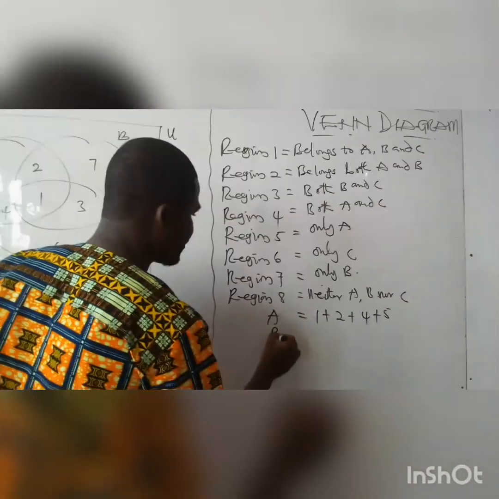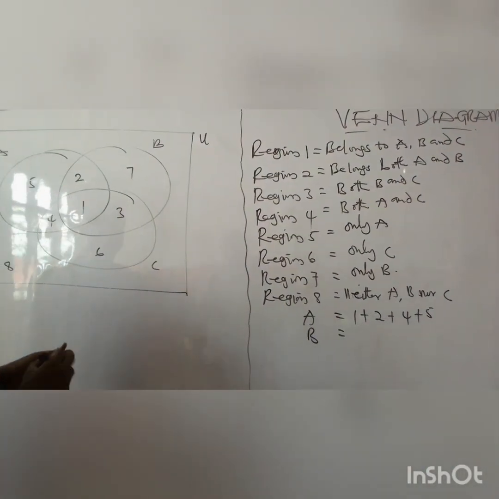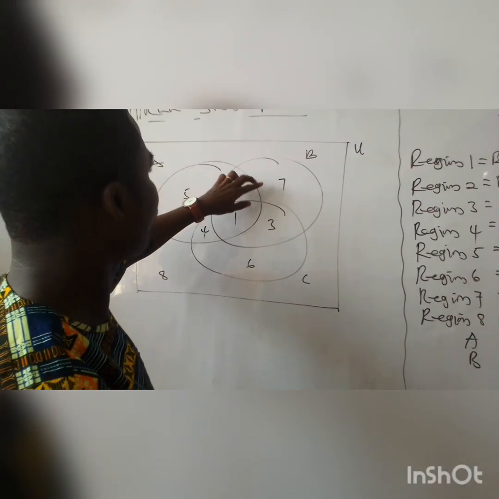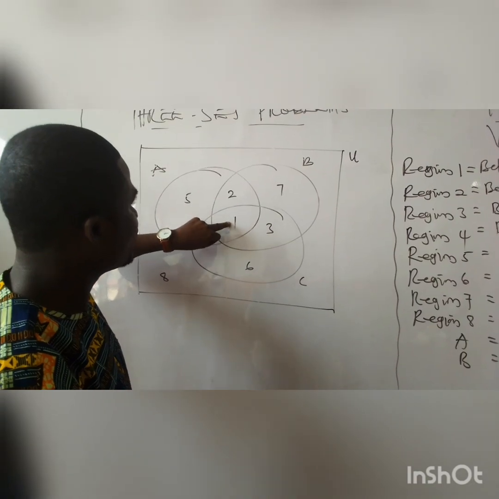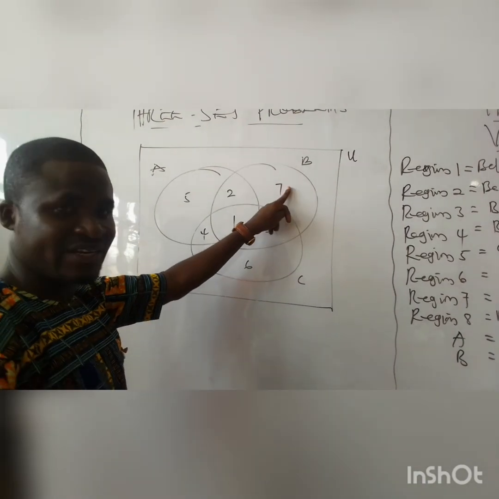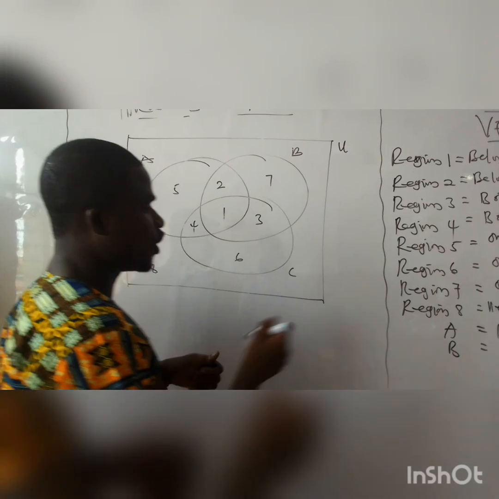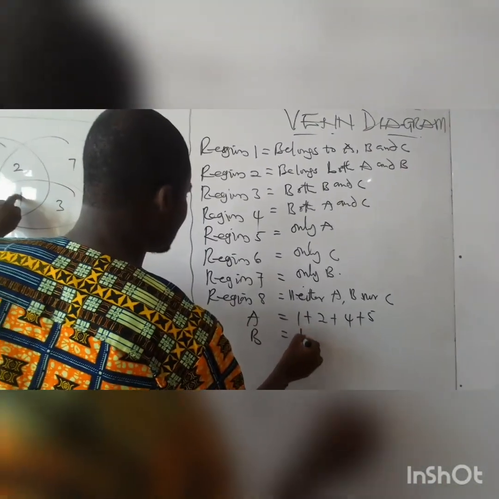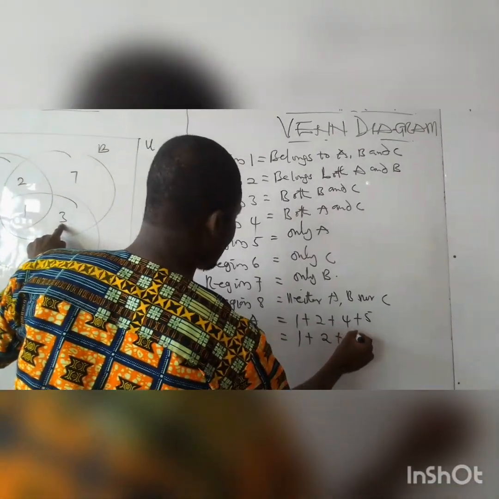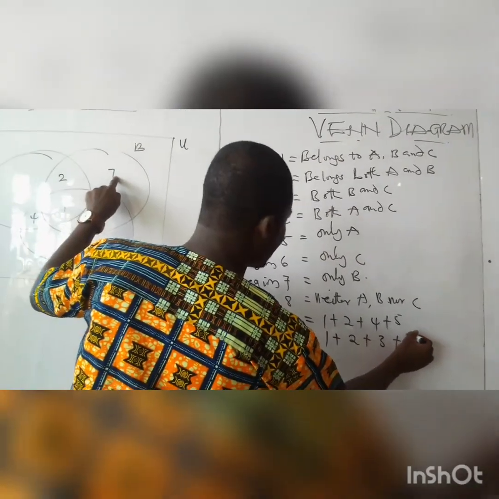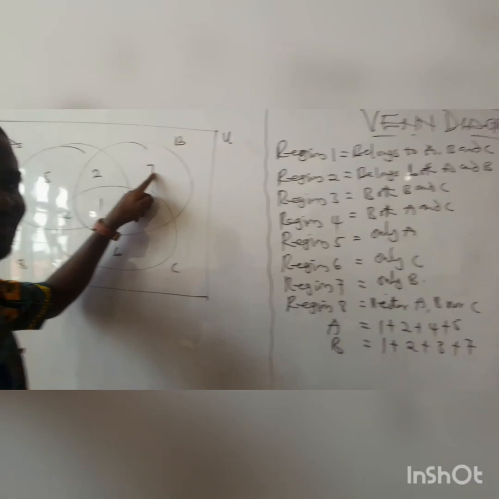So B, we have region 2, region 1, region 3, region 7. So take notes. B is region 1 plus region 2 plus region 3 plus region 7. Take notes.